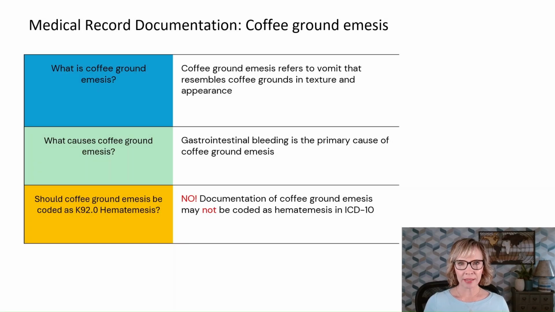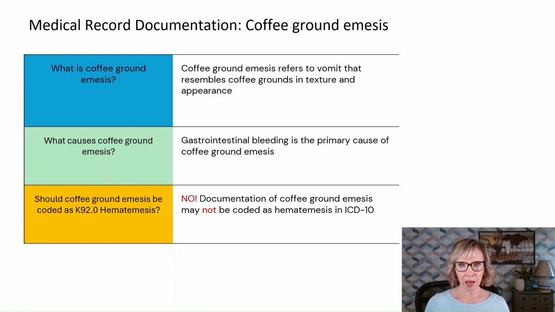Coffee ground emesis refers to vomit that resembles coffee grounds in texture and appearance. Gastrointestinal bleeding is a primary cause of coffee ground emesis. So when a patient presents with coffee ground emesis, they're typically evaluated for a possible GI bleed. Because of this, many coders think that documentation of coffee ground emesis is synonymous with blood and vomit and so is coded as hematemesis, but that is not the case.